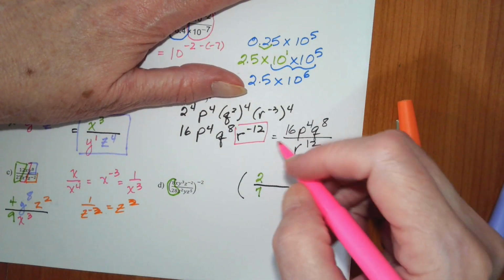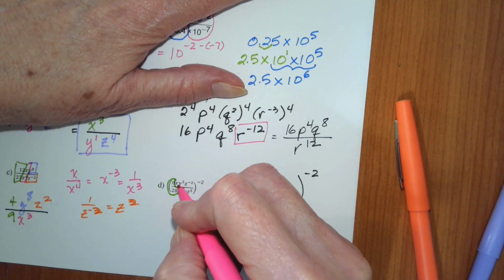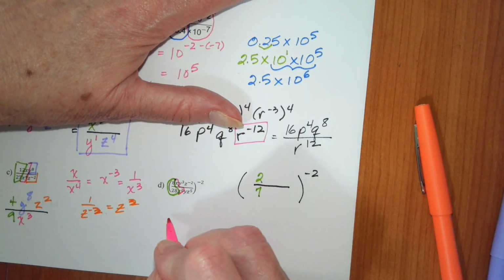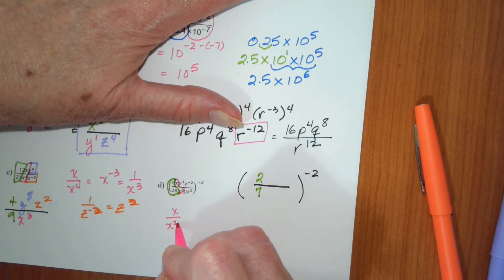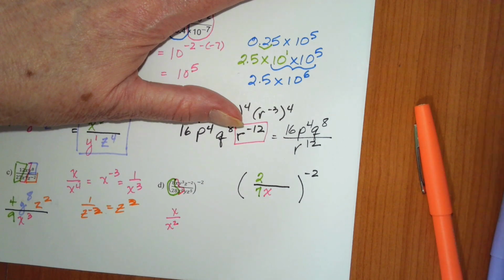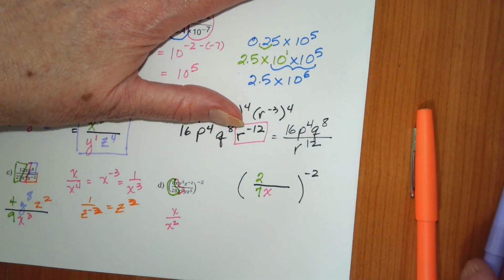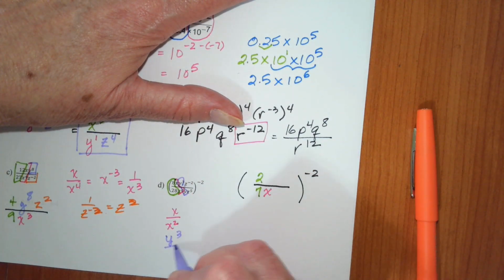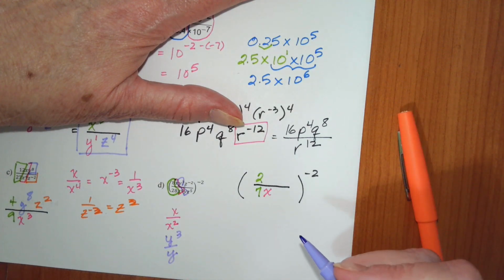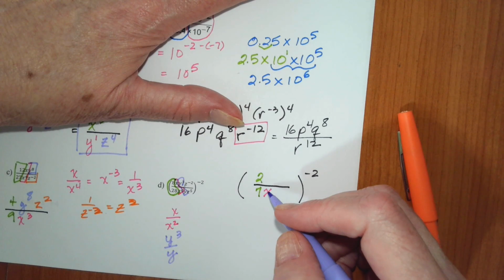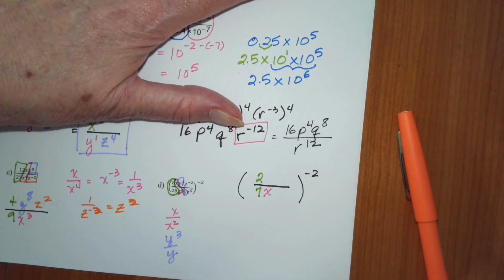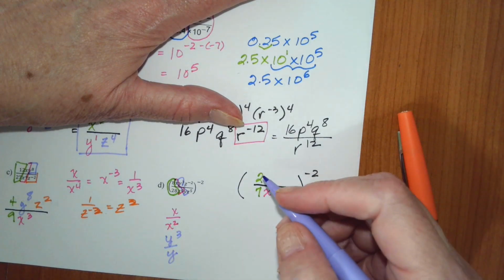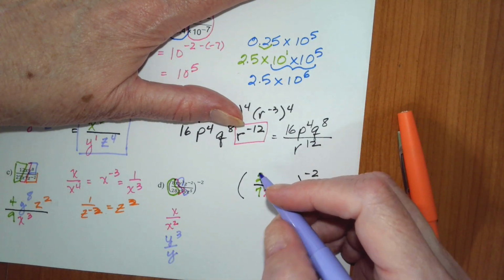For my x's, I have x divided by x to the second, which leaves me with a single x in the denominator. For my y, I have y to the third over y, which is y to the second in the numerator.